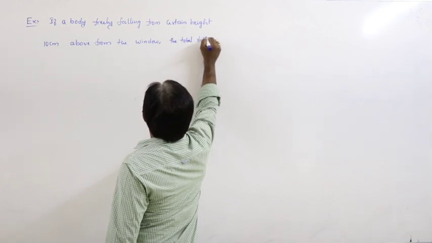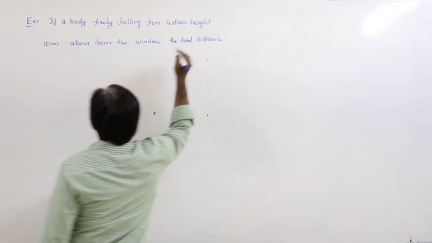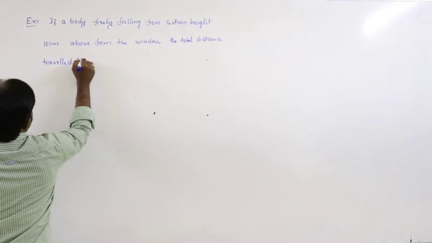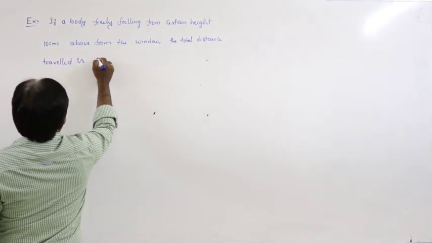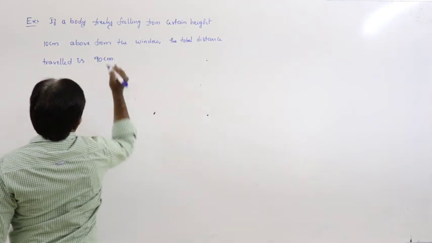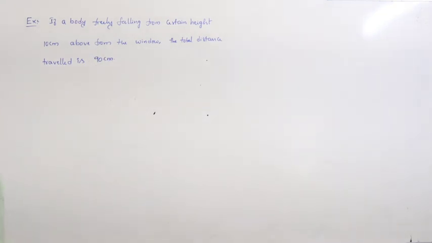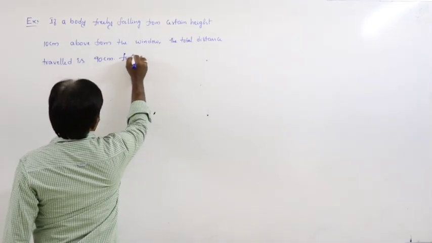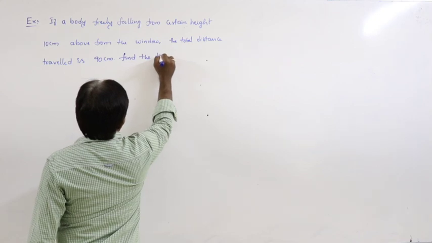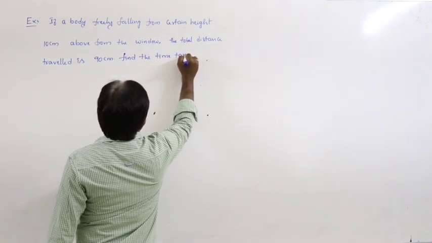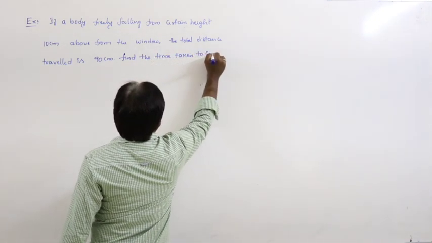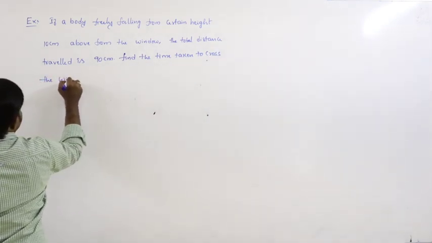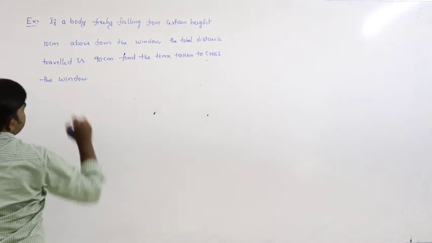The total distance travelled is 90 centimeters. So, here find the time taken to cross the window. That is the question.